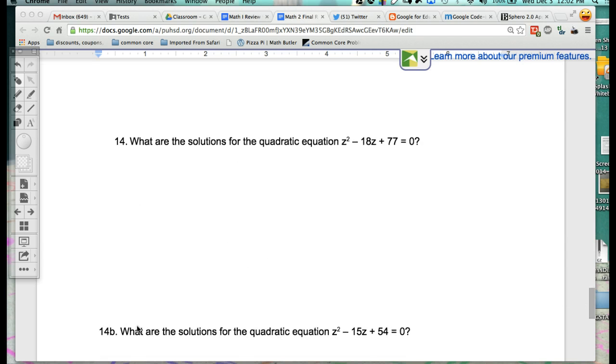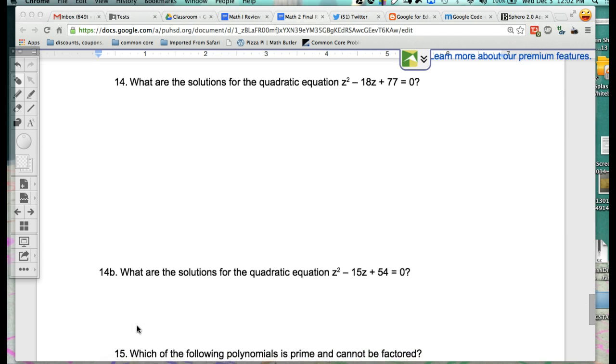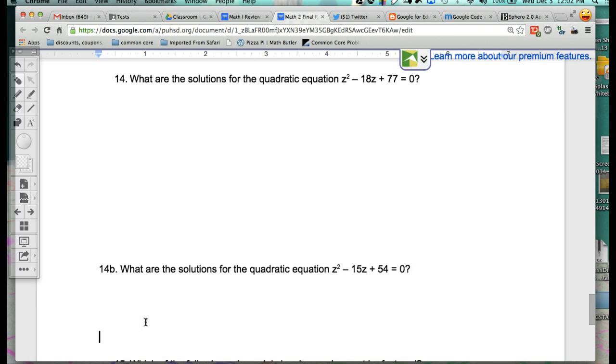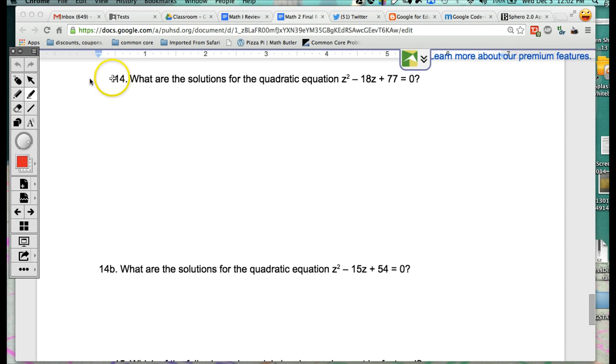Okay, so now let's take a look at question number 14 and 14B. These are really easy and you already know how to do it. I'm going to go over number 14 really fast, and then I want you to look at 14B on your own. Let me go ahead and just highlight this so you know that this is what I'm going to be doing with you.